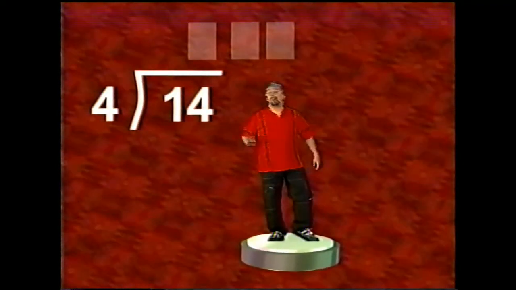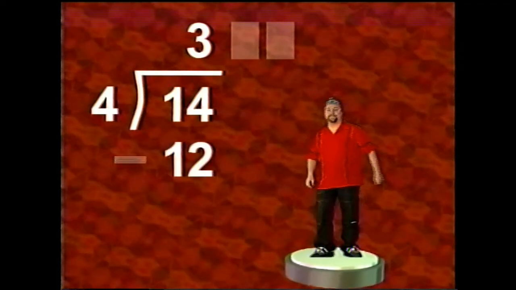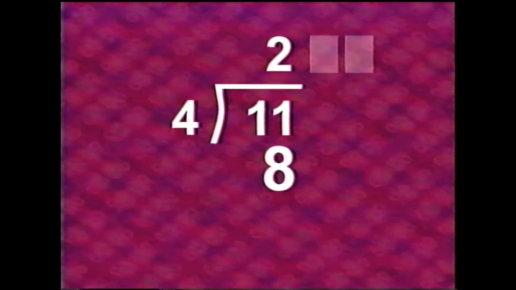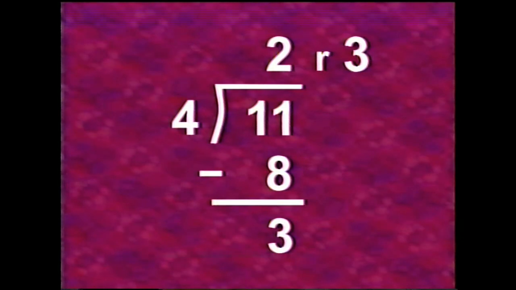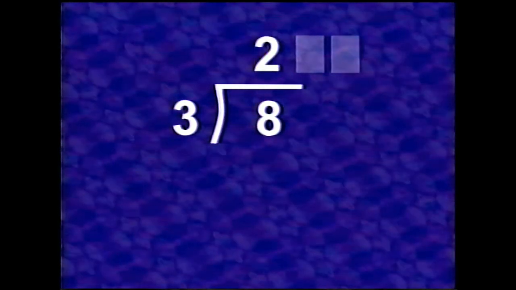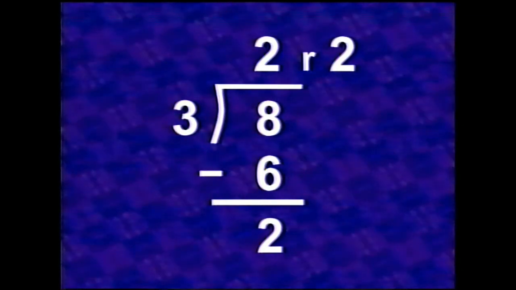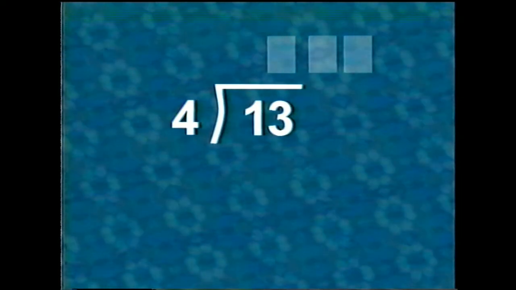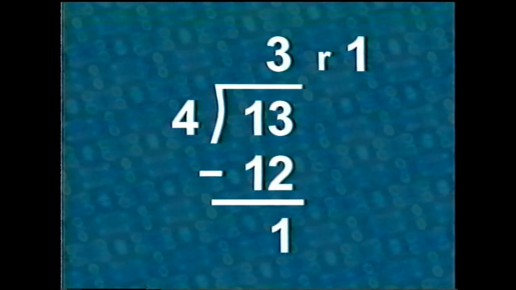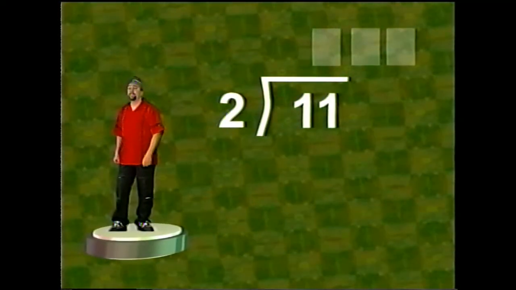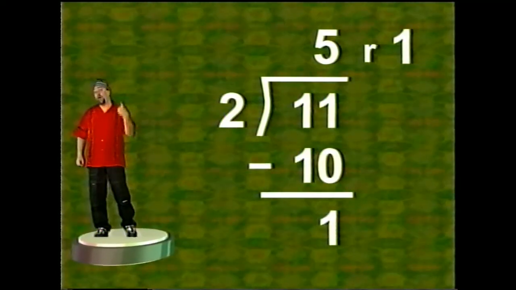14 divided by 4 is 3, remainder of 2. 11 divided by 4 is 2, remainder of 3. 8 divided by 3 is 2, remainder of 2. 13 divided by 4 is 3, remainder of 1. 11 divided by 2 is 5, remainder of 1.